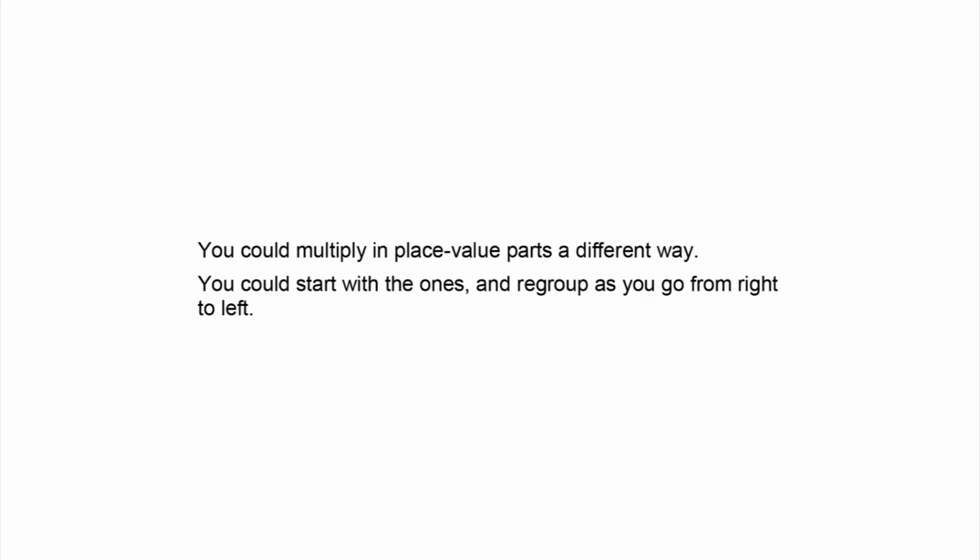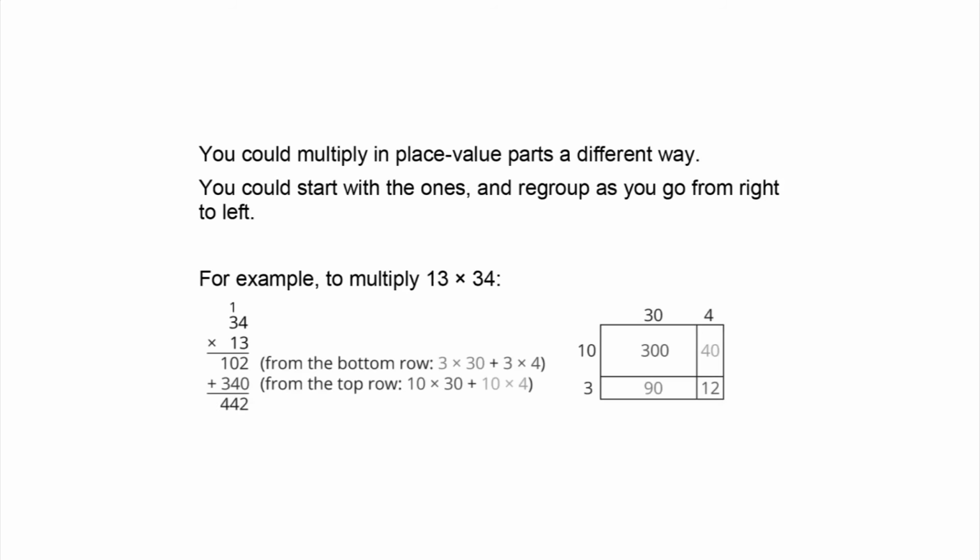You can multiply in place value parts a different way. You could start with the ones and regroup as you go from right to left. So in this example, they're adding these numbers together first, then adding those numbers together second, and then totaling them all up to get the total.